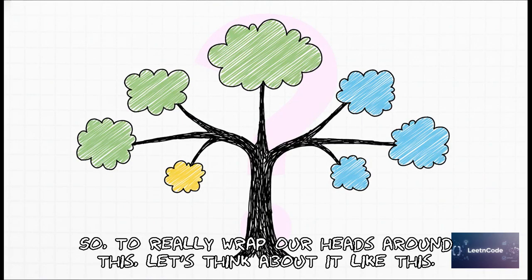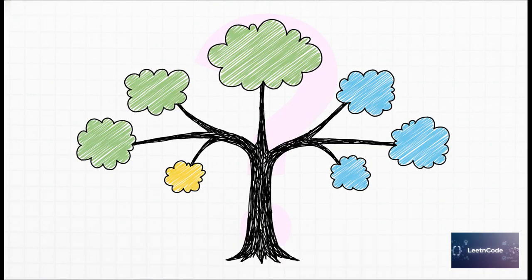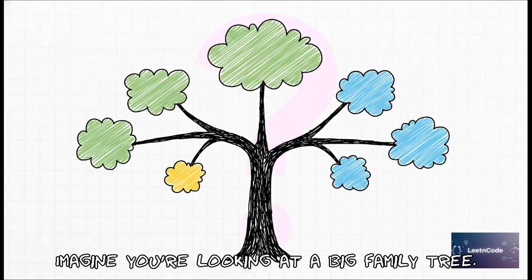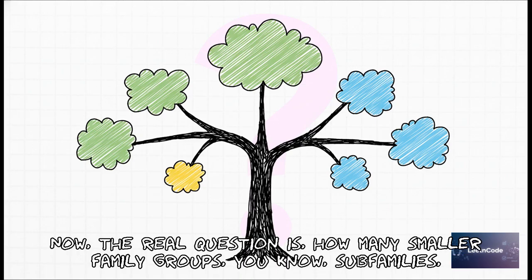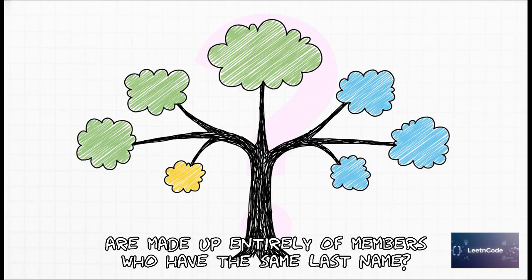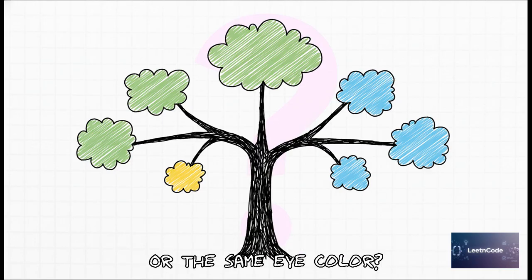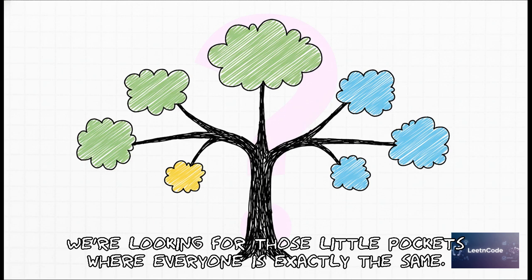So to really wrap our heads around this, let's think about it like this. Imagine you're looking at a big family tree. Now the real question is, how many smaller family groups, subfamilies, are made up entirely of members who have the same last name or the same eye color? We're looking for those little pockets where everyone is exactly the same.